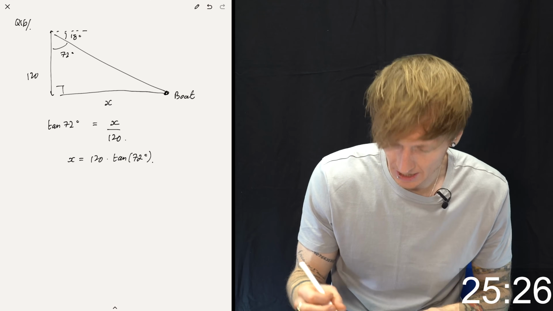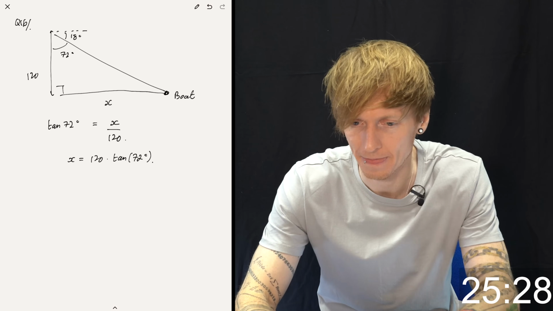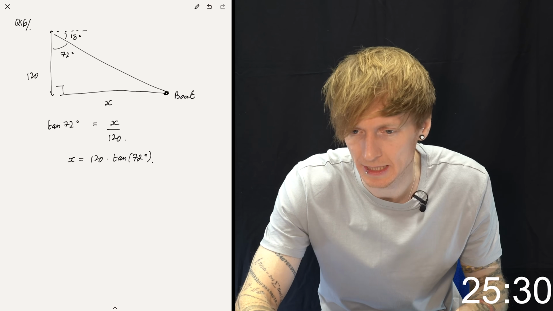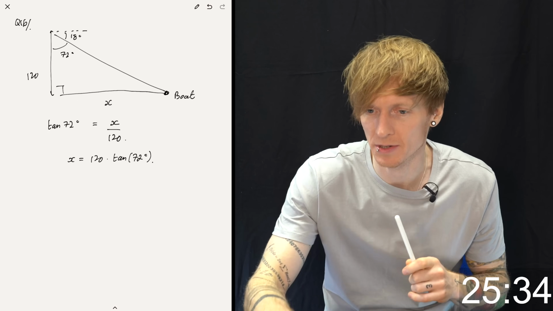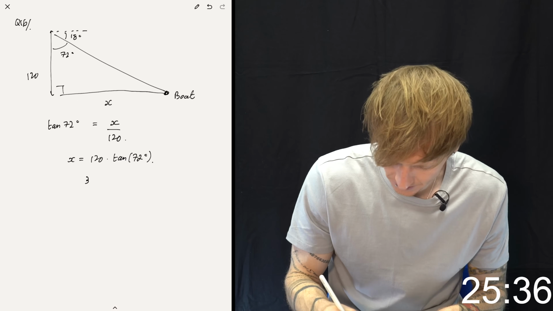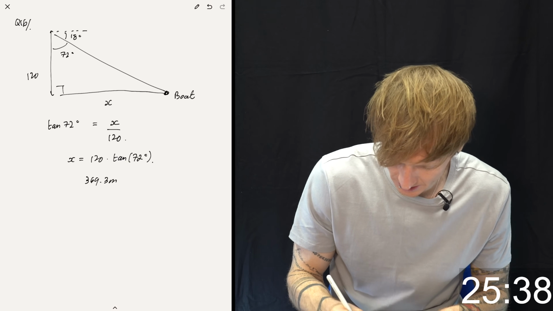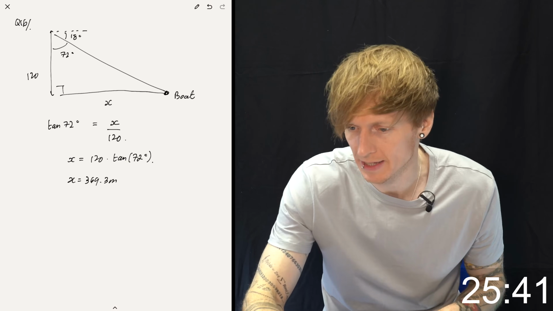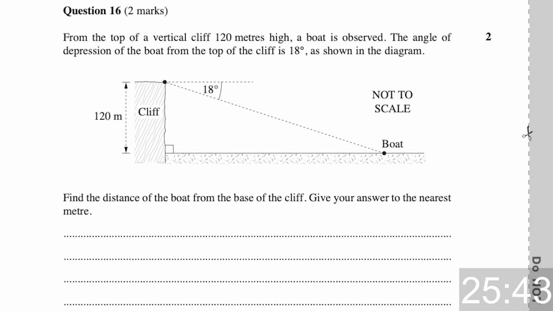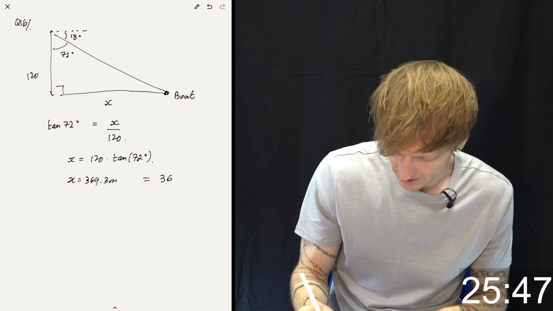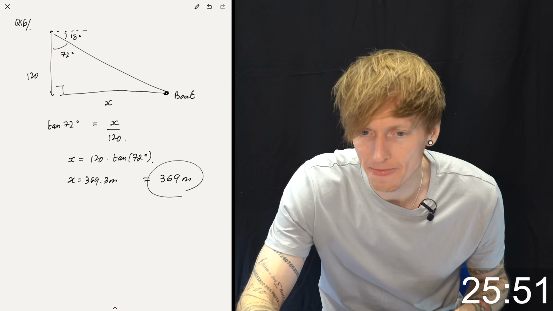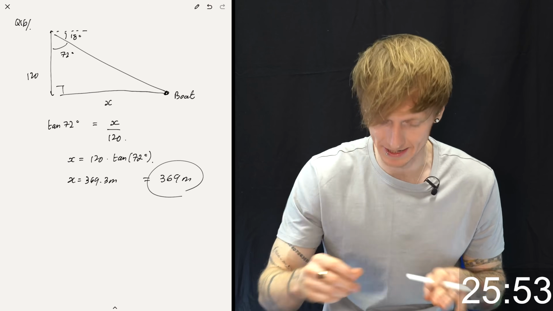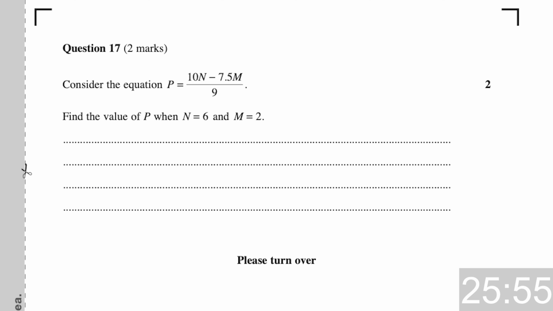So it gives me, and then times 120. 120 is 300. That sounds about right. And so it's 369.3 meters. And what did it want the answers in? Nearest meter. So it's therefore 369 meters. Awesome. Right, is that it? That would appear to be it. Let's move on to number 17.